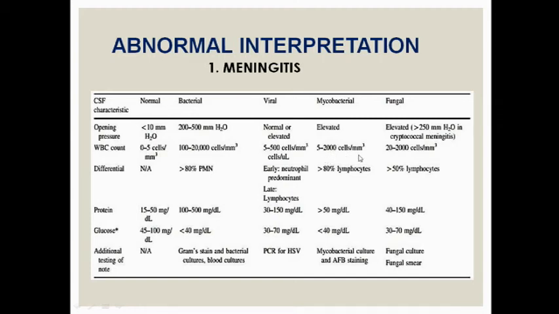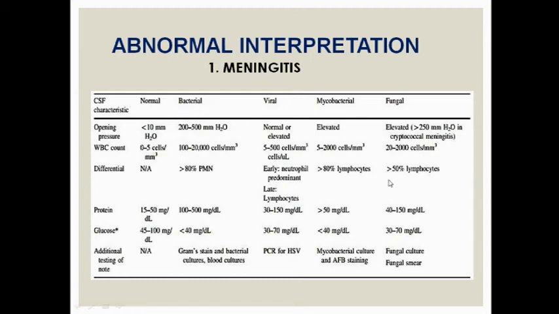In tuberculosis meningitis, the opening pressure may be elevated, WBC count may be around 5 to 2000 cells per cubic millimeter. And when we look at the differential count, most of the time greater than 80% of them will be lymphocytes. Protein is going to be greater than 50 and glucose going to be less than 40. And mycobacterial culture and AFB staining has to be done to confirm the diagnosis of tuberculosis.